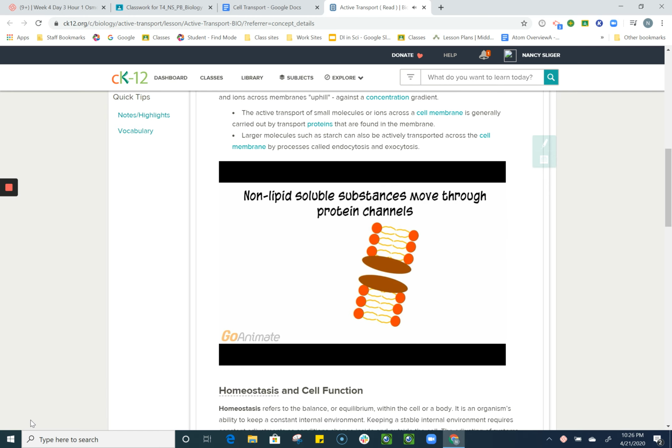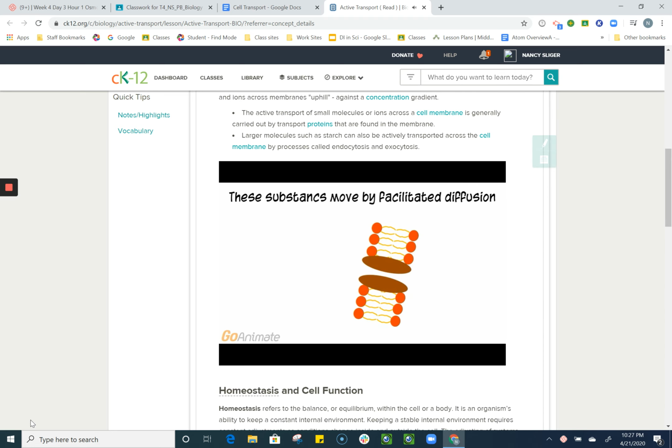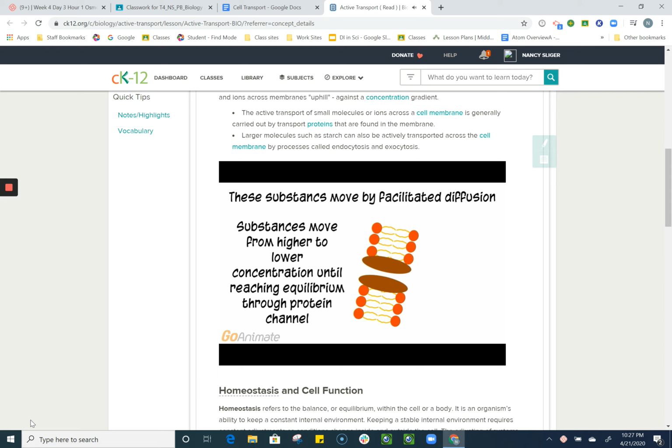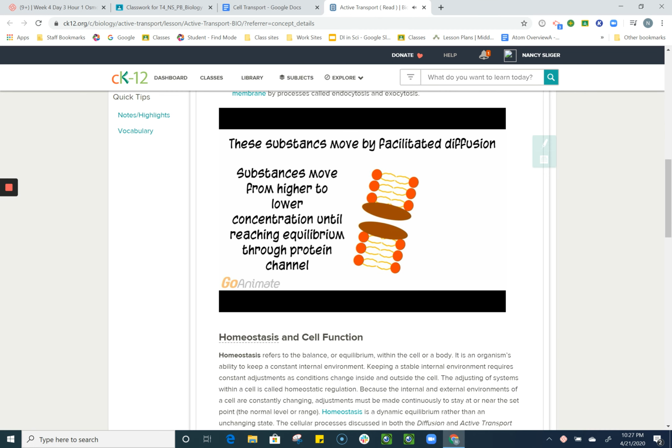Non-lipid soluble substances cannot pass through the membrane, so they need a special doorway called a protein channel. In this example, sodium moves into a cell through a protein channel. Other examples of substances that move through protein channels include glucose, chloride, and potassium. We can say that these substances move by facilitated diffusion. In facilitated diffusion, substances move from higher to lower concentration until reaching equilibrium, but through a protein channel.